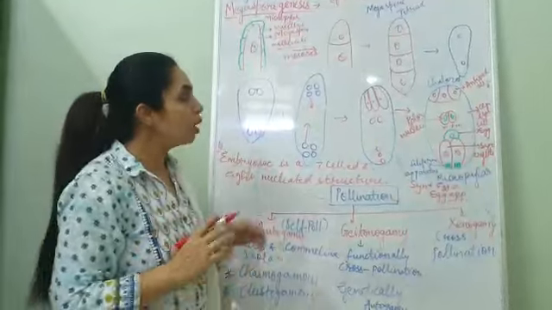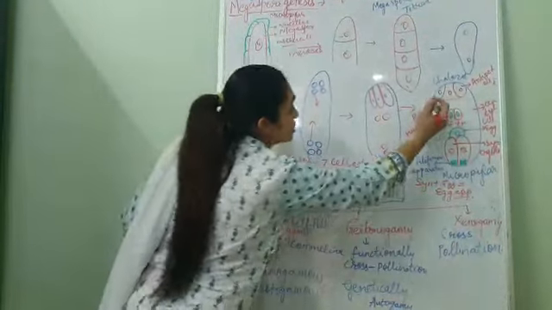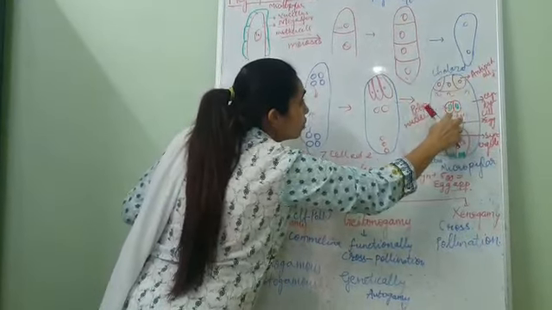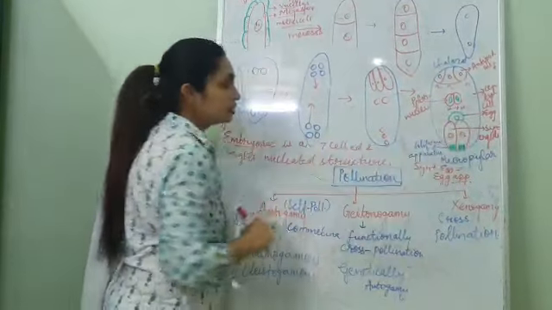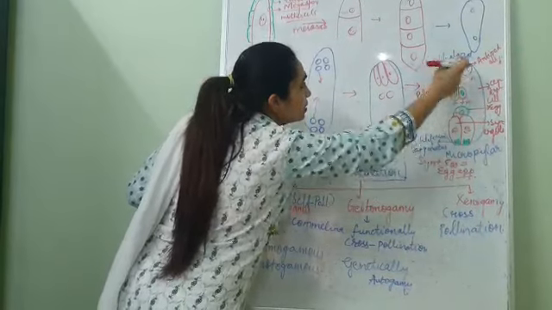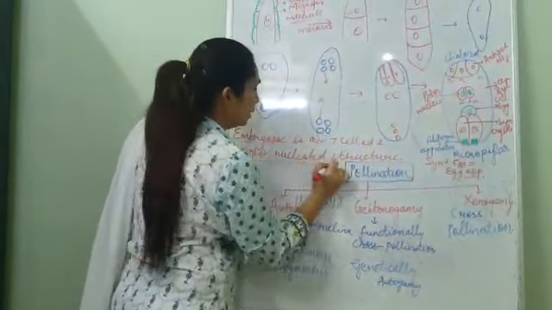How are you going to justify this? See, the 8-nucleated structure: 1, 2, 3 nuclei, 4, 5 nuclei, 6, 7, 8 nuclei. This is 3 plus 3 is 6, plus 2 is 8. So it is an 8-nucleated structure.